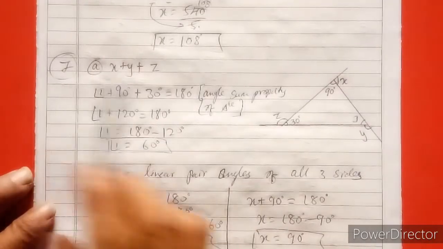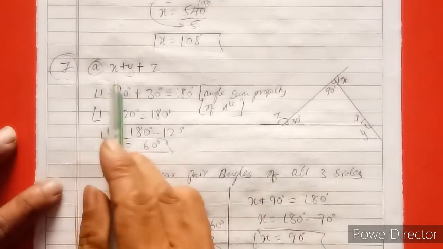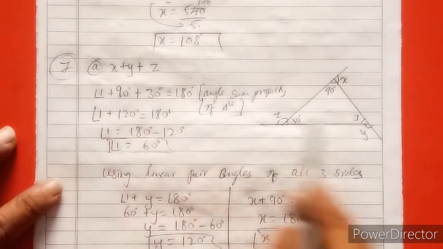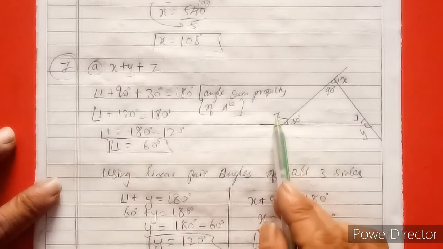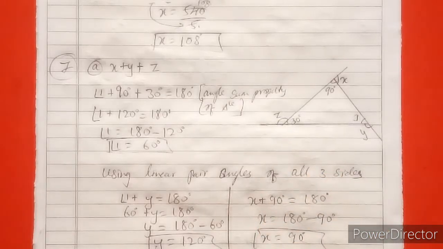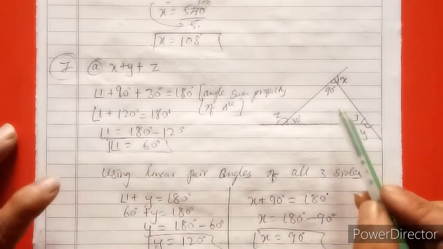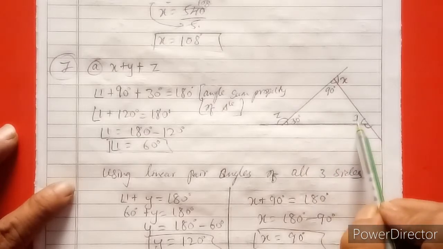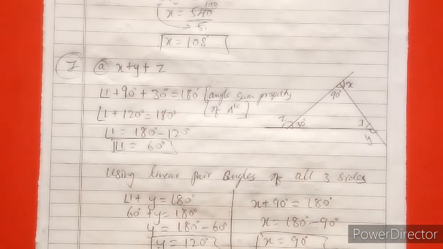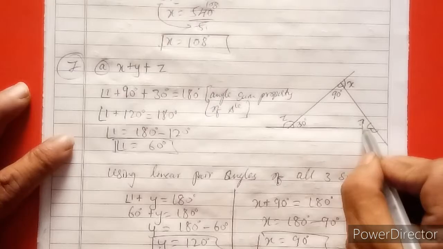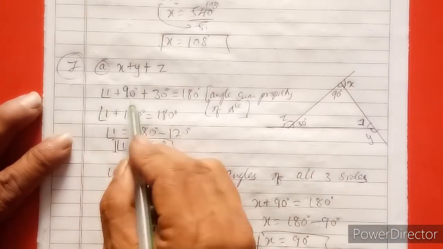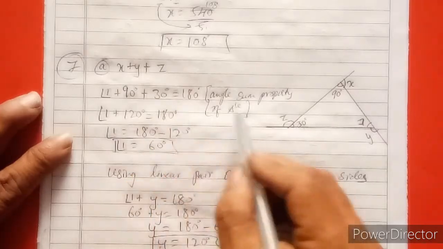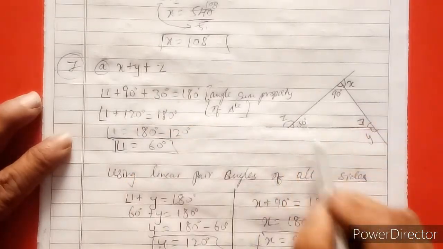next question number 7. There is given a value x plus y plus z. First of all, we don't know in the given figure the x value, y value and z value. Right? So first we have to find the interior angle. Two angles are given, the other angle is not given. We have to find the first angle. First we have to name that interior angle, that is angle 1. Angle 1 plus 90 degrees plus 30 degrees, the total sum of the triangle's interior angles.